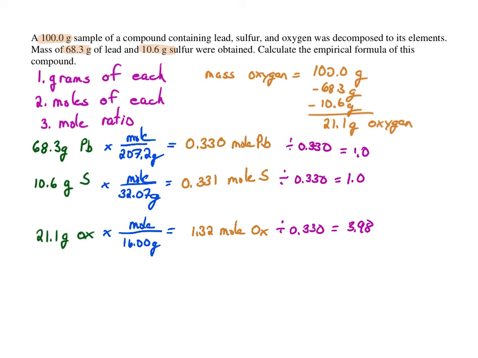It appears that our mole ratio is a 1 to 1 to 3 mole ratio, or excuse me, 1 to 1 to 4. This is close enough to 4 that the difference is likely a rounding error, so our formula is PbSO4. The metal is already written first, so this is a valid formula.